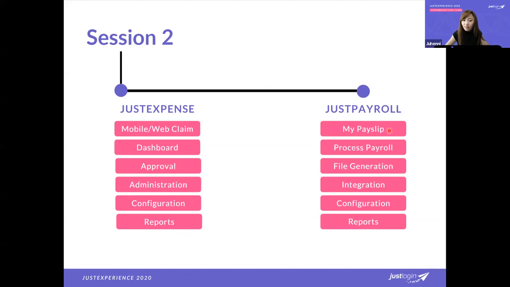The payroll side is pretty straightforward. Basically, what staff will see and what they can access in the payroll, like the payslip and other things. We'll show you in detail later on. On processing payroll, we will show you how easy it is to run payroll using JustLogin, Just Payroll. On file generation, we'll cover CPF file generation, bank file, and also IRA, and some highlights on the integration to accounting software, configuration, and some commonly used reports that most of our customers are using.